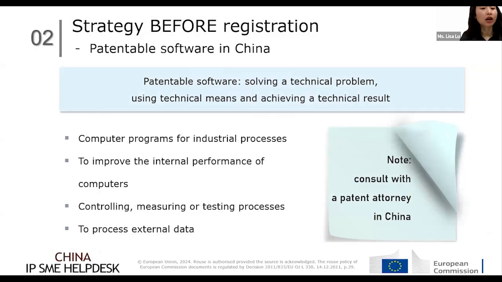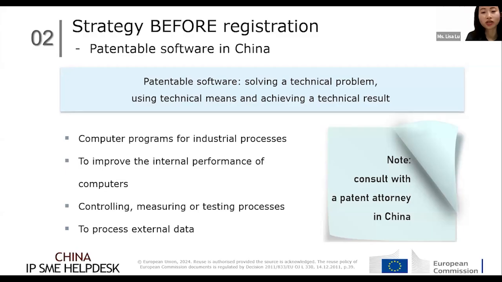And I already mentioned that software can be patented in China. That may bring some of the companies' interest if you are in the software development industry or your products actually include the software you developed. So for your software to be patentable, it should solve a technical problem, use technical means, and achieve a technical result.